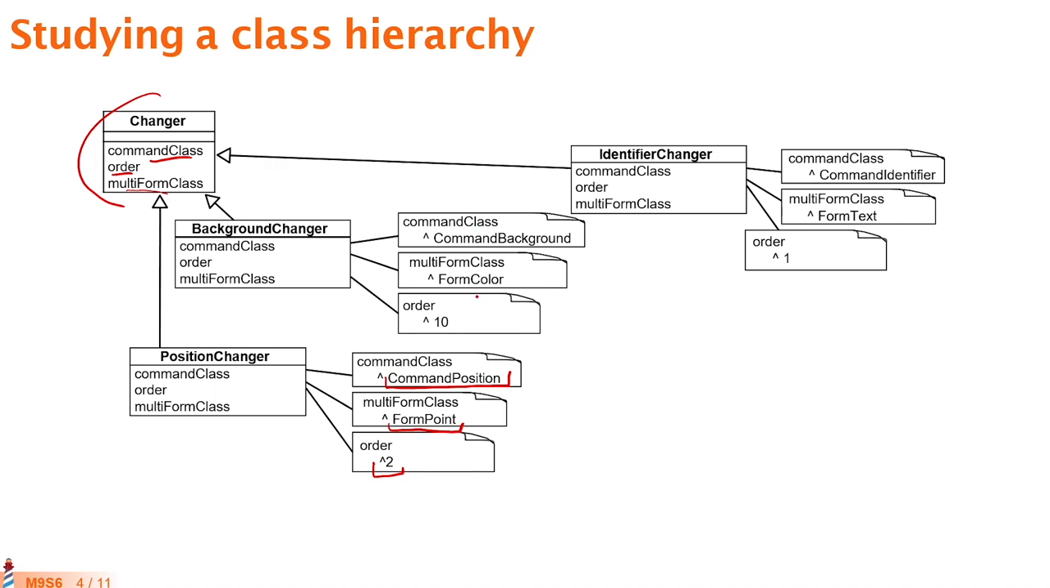And then we see that in all the classes it is the same. So Background will return the command, that is CommandBackground. The multiform will return FormColor, and here the order is 10. And the same for Identifier.